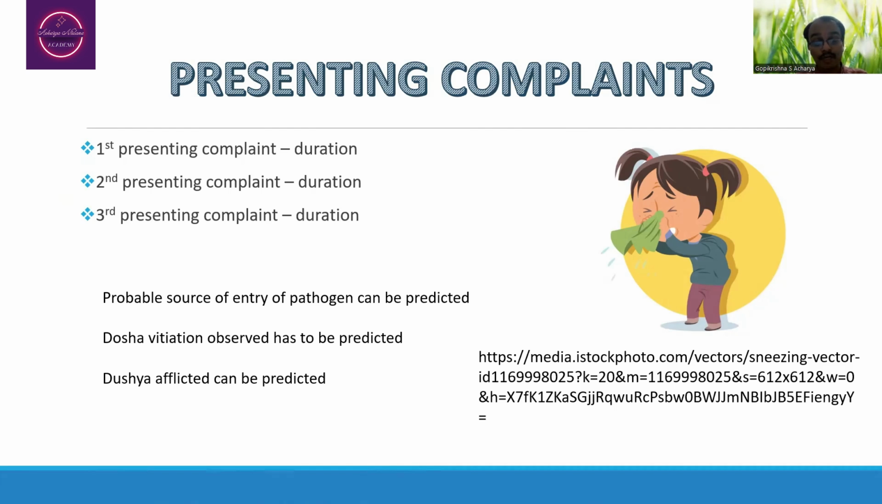Dhatu afflicted on this occasion can be predicted; it could be Rasa Dhatu affliction. Or if the person is having bleeding through the nose, we can predict the possible Rakta Dhatu affliction. In this way, the presenting complaints will be helpful in identifying or channelizing the actual pathological processes that are happening inside the body.